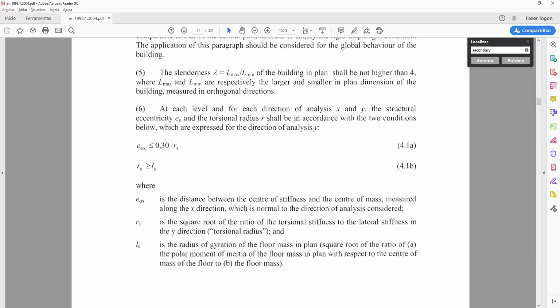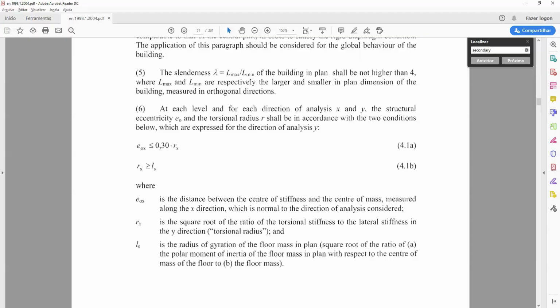As a reminder, Rx was the square root of the torsional stiffness divided by the bending stiffness for each story. On the other hand, the Ls factor was basically a radius of gyration of the masses, the square root of the polar moment of inertia of the masses with respect to the center of mass, divided by the sum of the total masses of each story. We already have these two factors, and we are familiar with their meanings.